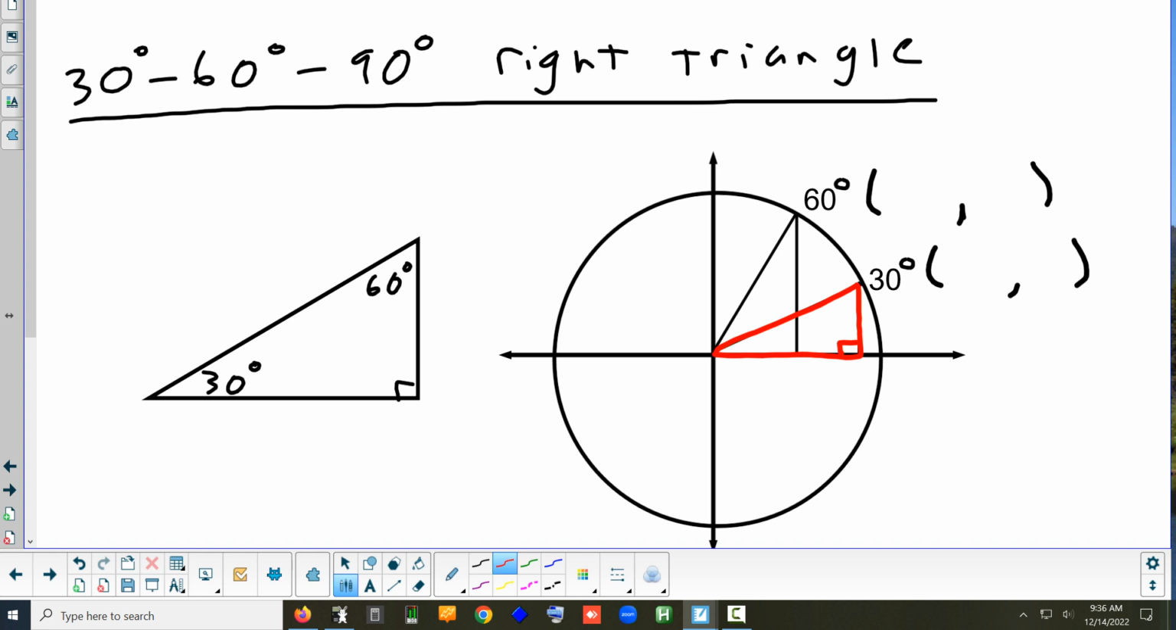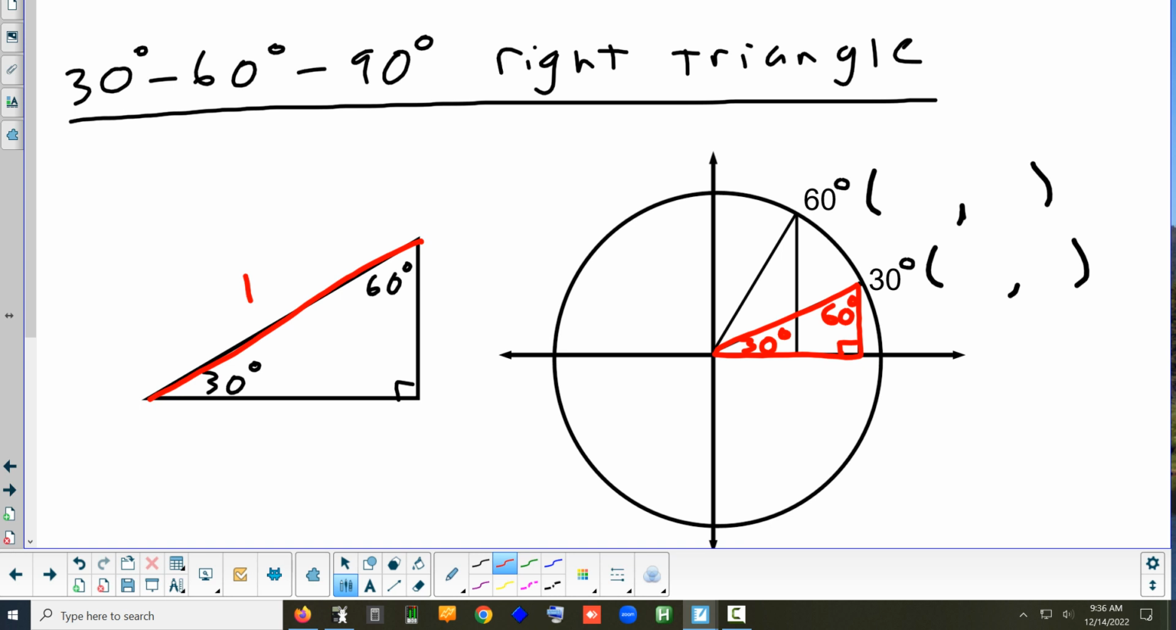So this angle at the bottom is my 30. And this angle at the top is my 60. It's 30 degrees by the origin, because that's what you'd have to tilt the hypotenuse at, so it points at 30 degrees on the circle. Now, how long is this side? Yeah? It's 1. It's still 1.